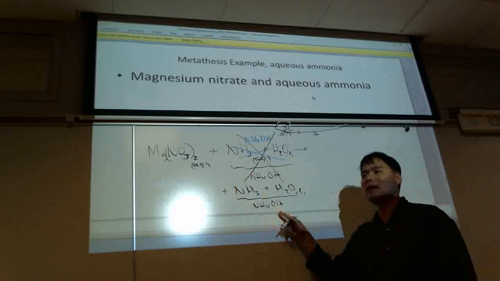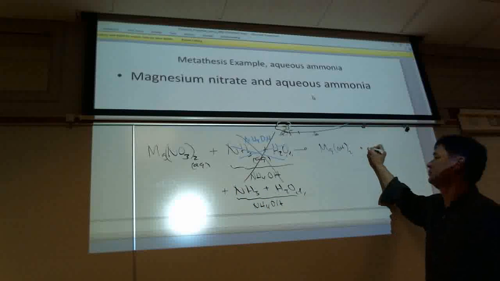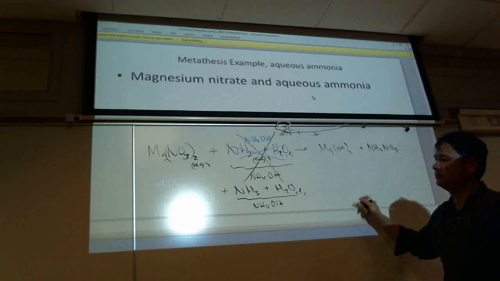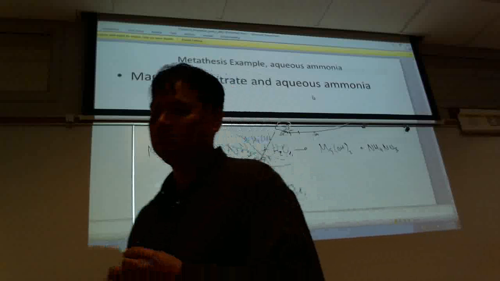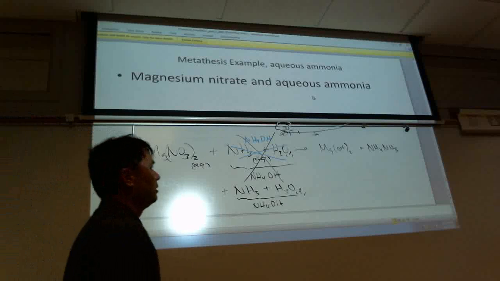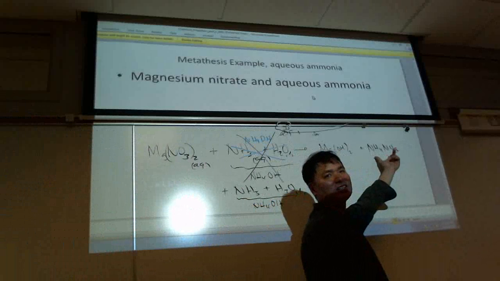So it's an AB plus CD pattern to give us what? Magnesium hydroxide and ammonium nitrate. Wow, we're forming ammonium nitrate. Some of you might know one of the chemical properties of ammonium nitrate. What is that? Chemical property of ammonium nitrate. It's very combustible. Yeah, it's very combustible. You don't even need oxygen to combust it. It's explosive material. But will it explode in this case?